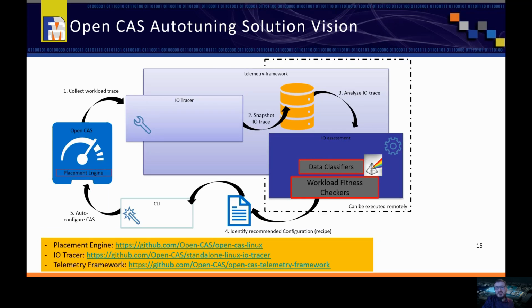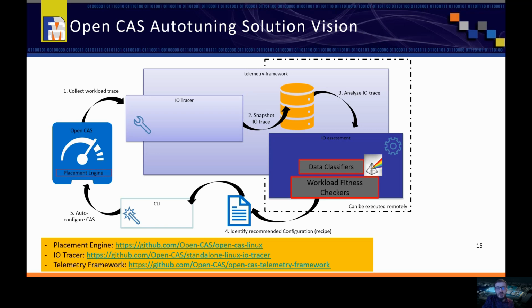Okay, now let's see how we introduced this algorithm to our storage stack. In this case, we run OpenCAS storage cache, and we collected IO traces using a standalone Linux IO tracer, and we stored the IO traces in our telemetry framework database. Then we parsed the IO traces, we classified the data, and we checked the write invalidation factor for each IO class. At the end, we got the list of IO classes which are supposed to be placed on the Optane tier.